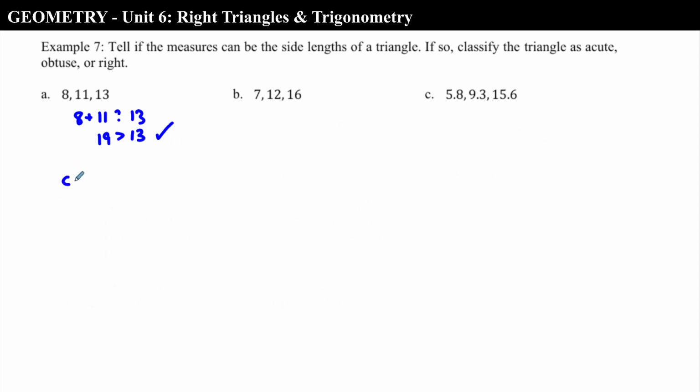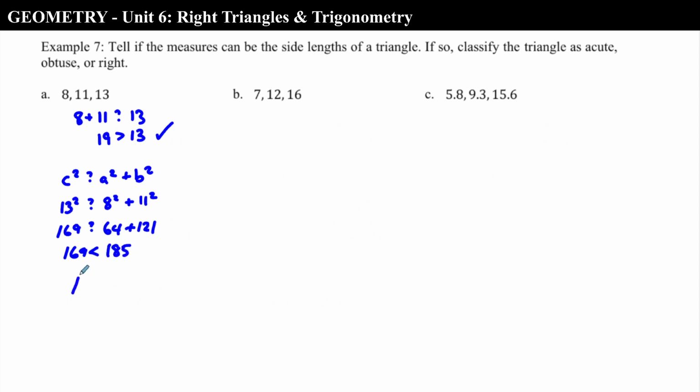So now let's compare and see what type of triangle we have. We're going to see what c squared is compared to a squared plus b squared. So c squared is 13 squared. Then we have 8 squared plus 11 squared. So 169, this is 64, this is 121. 64 plus 121 is 185, so 169 is less than 185, and therefore it is acute.